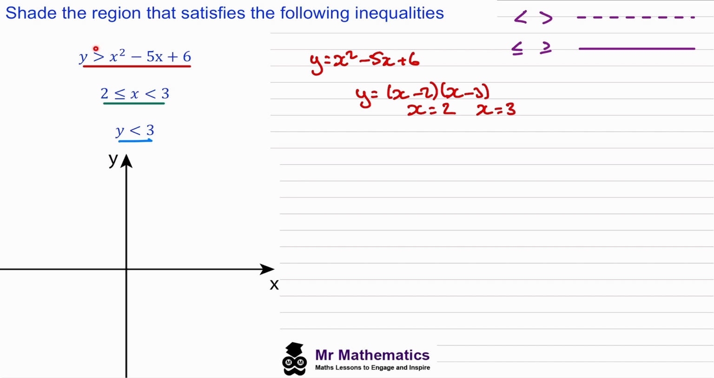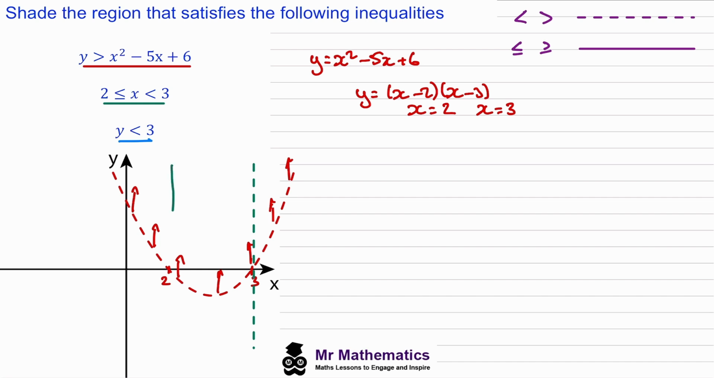And because it is not equal to, this is going to be a dashed line. And we're told that y has to be greater than this, so we're looking at the region above this line. And then we're told that x has to be less than 3, but greater than or equal to positive 2. So this will be two vertical lines parallel to the y-axis. It'll be a dashed line at x equals 3, and a full line at x equals 2.